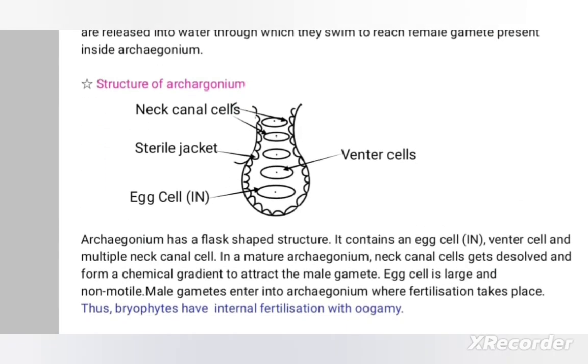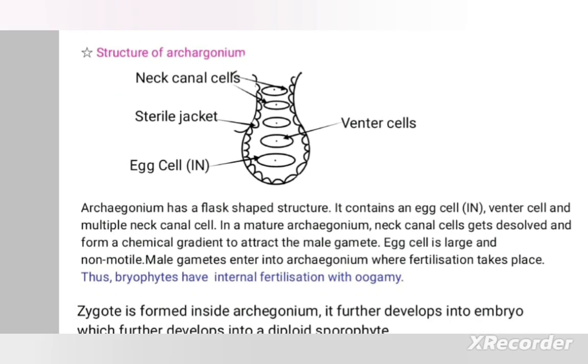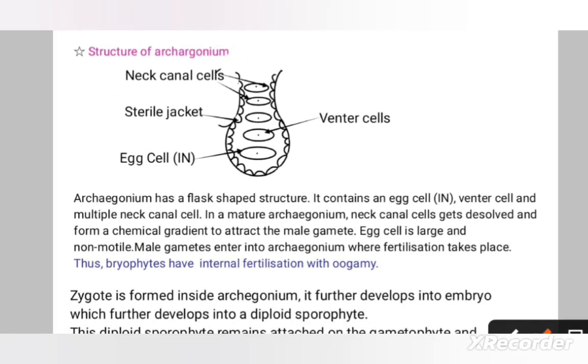Now we can see the structure of archegonium, which is the female sex organ. It is a flask shaped structure with different types of cells present, that is neck canal cells in the neck area, venter cells, egg cell, and a sterile jacket is also present in this case. Now these neck canal cells, what is their purpose? Basically when this female sex organ matures, these neck canal cells dissolve to form a chemical gradient which attracts the male gametes to come in archegonium.